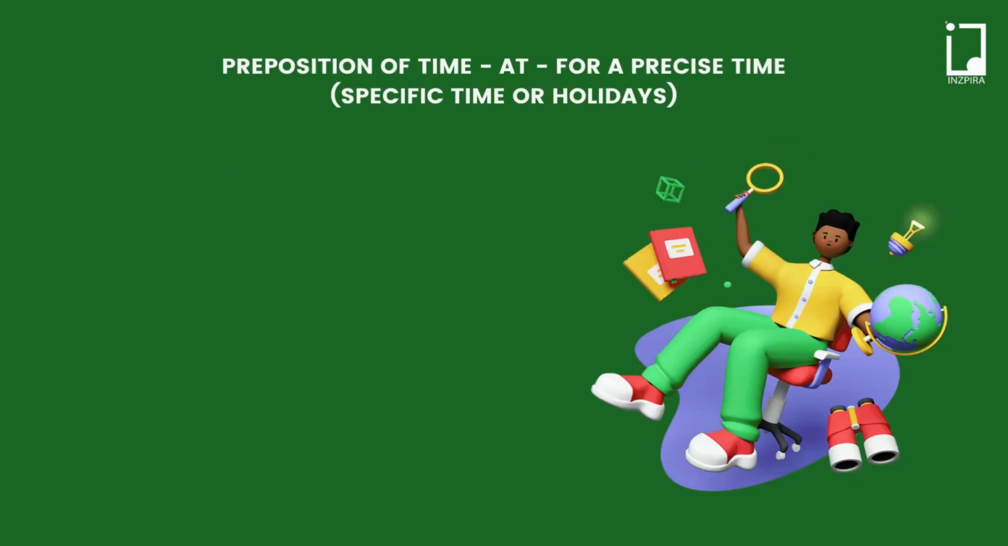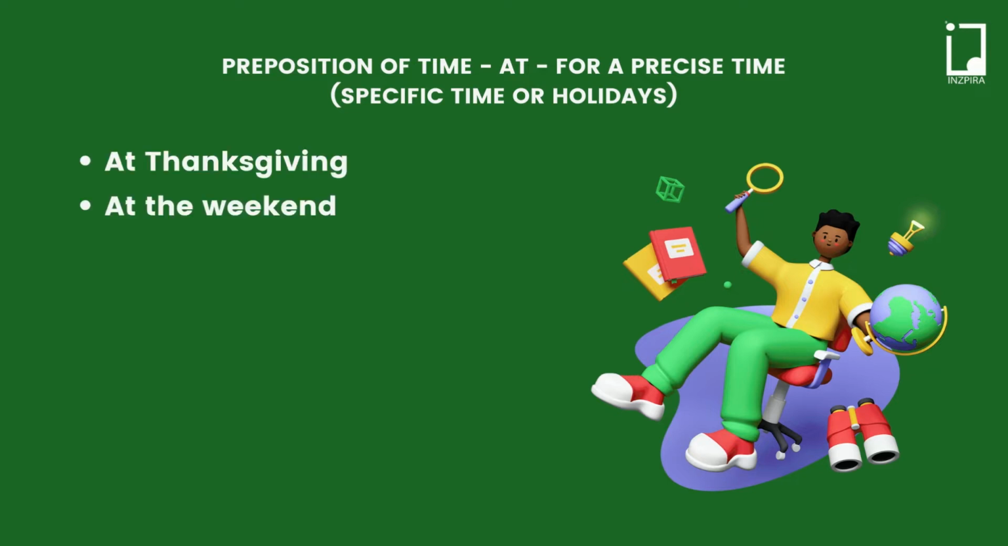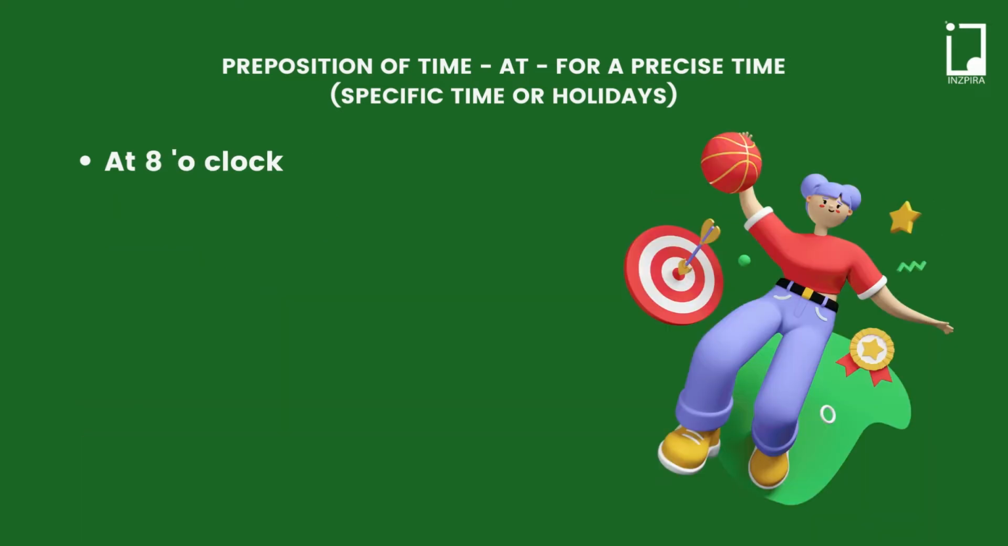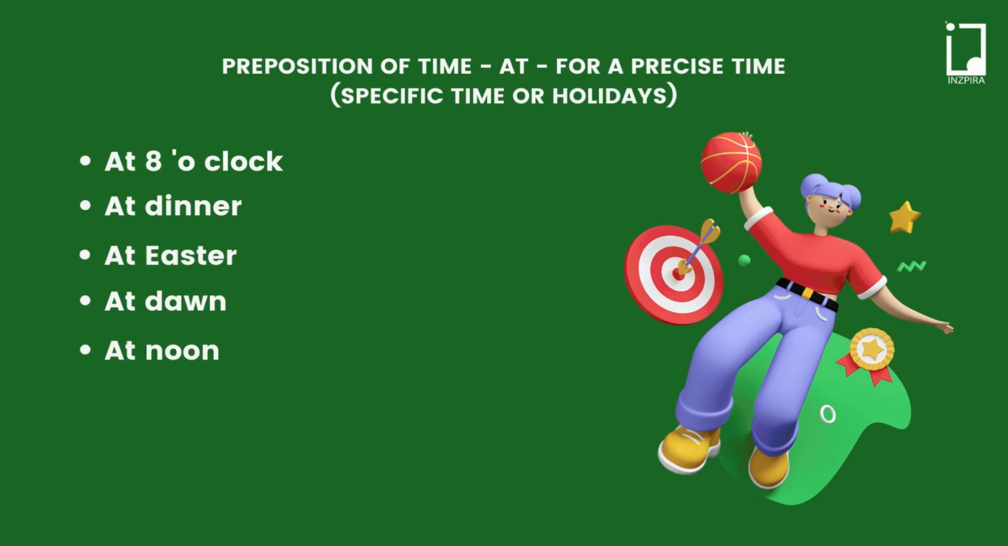Preposition of time: at for a precise time, specific time or holidays. At Thanksgiving. At the weekend. At the moment. At dinner time. At Christmas. At that time. At midnight. At 8 o'clock. At dinner. At Easter. At dawn. At noon. At night. At dusk.